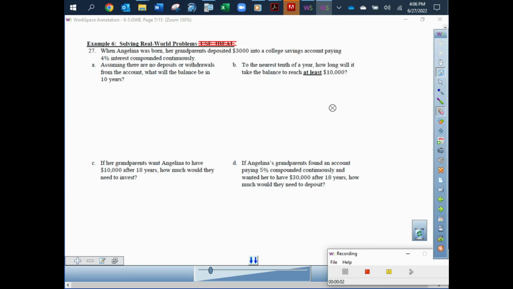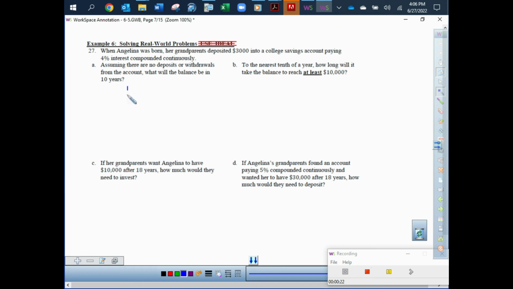Now, just a few quick story problems here. When Angelina was born, her grandparents deposited $3,000 into a college savings account that pays 4% interest compounded, boom, continuously. So that means we'll be using Pert. Assuming there are no deposits or withdrawals from the account, what will the balance be in 10 years?